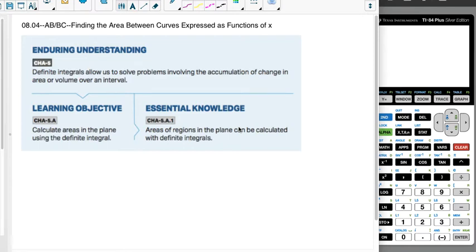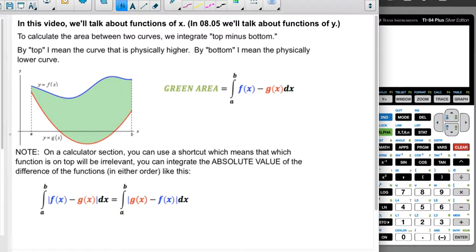All right, this is AP, AB, and BC calculus. We're doing the area between curves expressed as functions of x. So in this video, we'll talk about functions of x. In 8.5, we'll talk about functions of y.